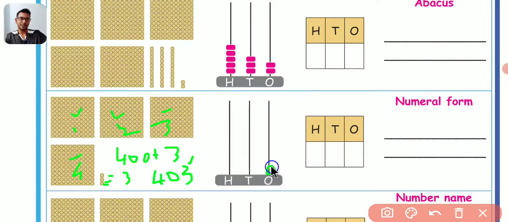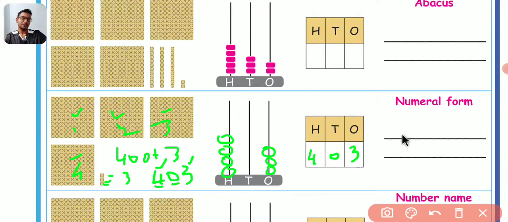So in ones we have 3 beads. So draw 3. 1, 2, 3. In tens there are no beads, so 0 here. In hundreds how many hundreds are there? 4. Hundreds place we have 4. 1, 2, 3, 4. That is 403.